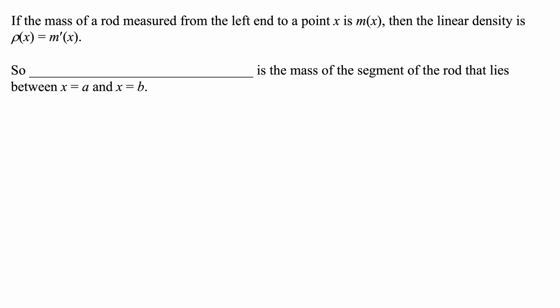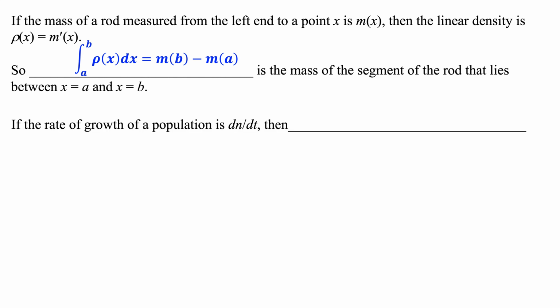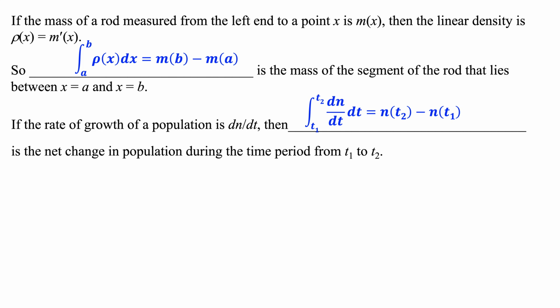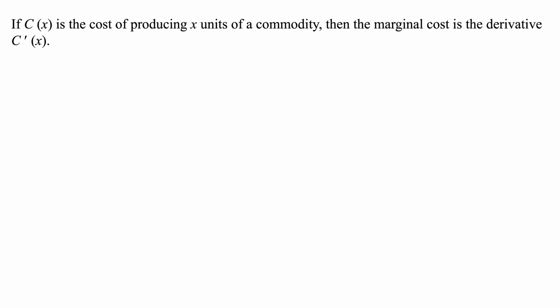The mass of a rod measured from left end to a point x is m of x, and the linear density is rho of x equals m prime of x. Therefore, we can integrate from a to b rho of x dx equals m of b minus m of a. Is the mass of the segment of the rod that lies between a and b. Rate of growth of a population, same type of setup. You just have to use the appropriate names.